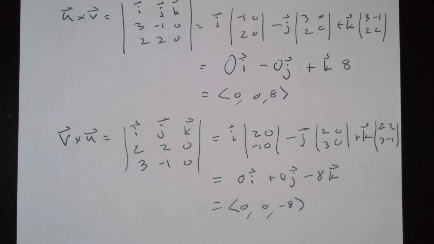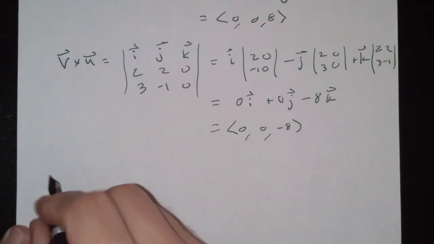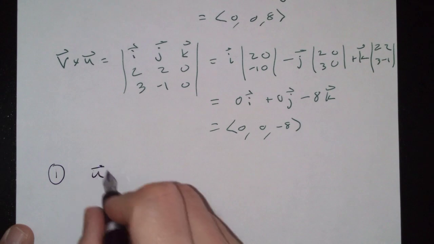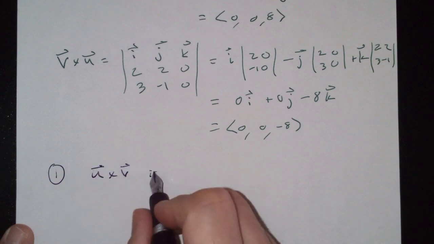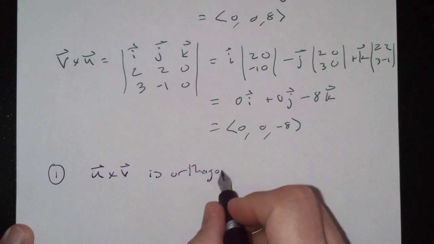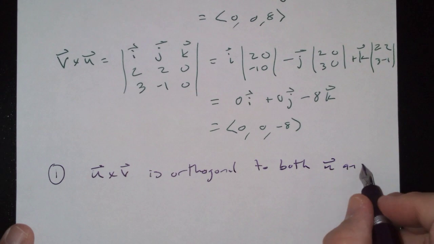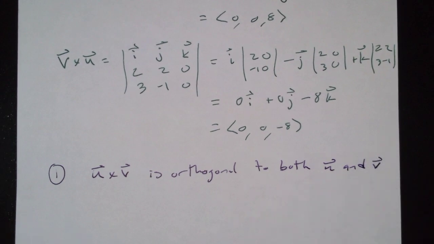Two important things come out of this. The first is that cross products are perpendicular to the vectors they come from. This is actually on page 816 as a theorem.